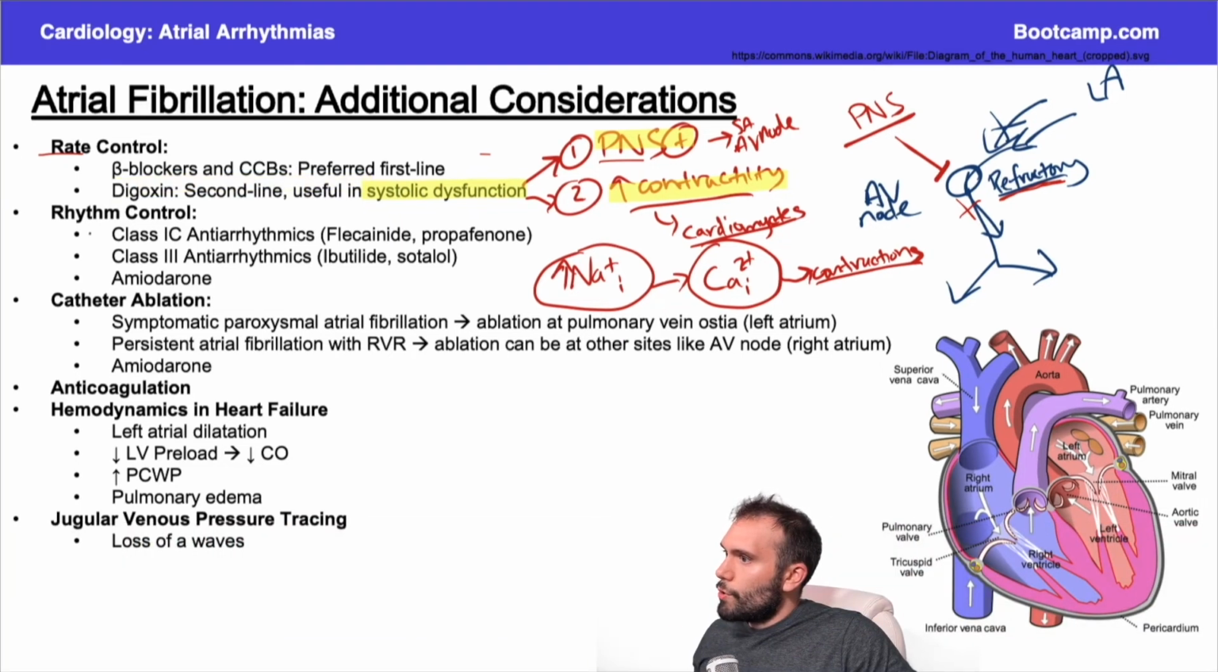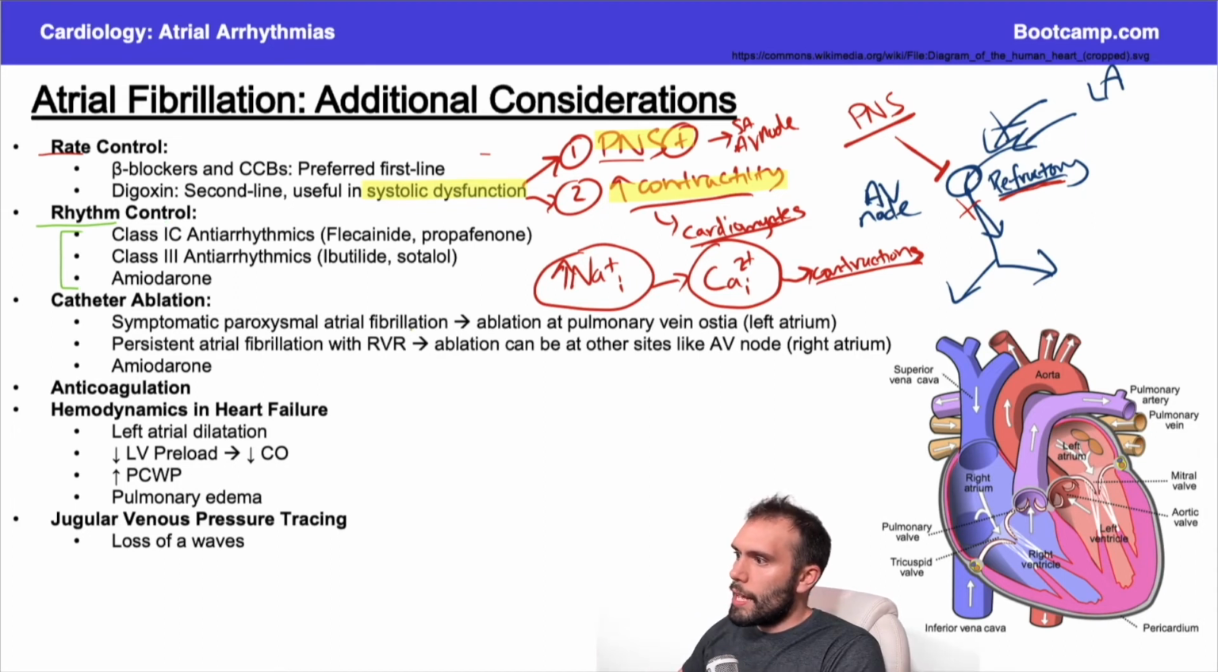So that's rate control. Now, what about rhythm control? So rhythm control is going to have to do with our antiarrhythmics. So you already kind of talked about these a little bit, and I'm going to go through them kind of fast. If you're not familiar with some of the stuff, go back, watch the antiarrhythmic video where I talk about these in a little bit more detail.